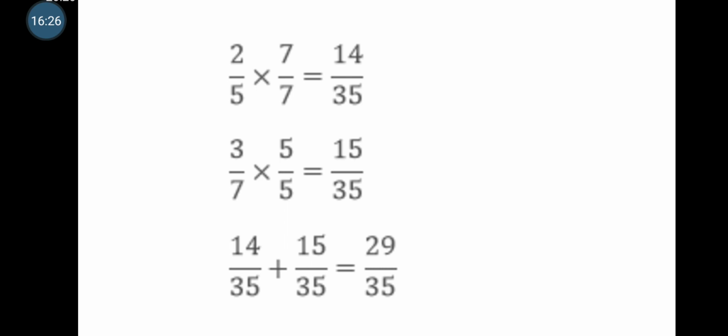You can see here I took the LCM, which is 35. So you will multiply the first rational number by 7 and the second rational number, multiply and divide by 5. So you will get the same denominator 35. So 14 by 35 plus 15 by 35. You can add the numerators together and you will get 29 by 35.